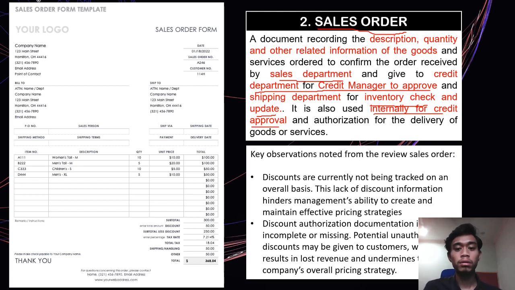Okay, alright. So key observations from the review of the sale order. Here is what we need to look at. Discounts are currently not being tracked on an overall basis. This lack of discount information hinders management's ability to create and maintain an effective pricing strategy. So here we must emphasize that if a discount is given, we need to describe it here. As I said earlier, when terms are given within 30 days, a cash discount is given. So it must be put here, because if there is an audit, the discount may be missing. The transaction and the cash discount are not recorded.